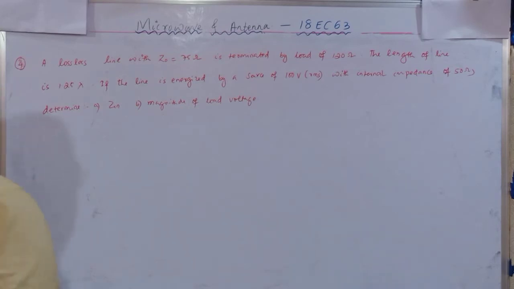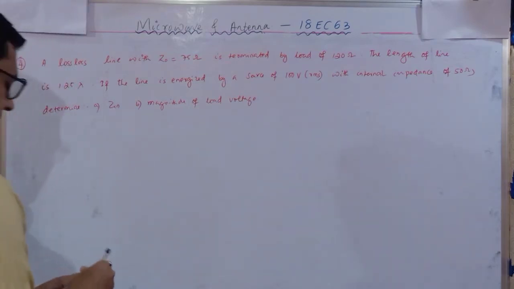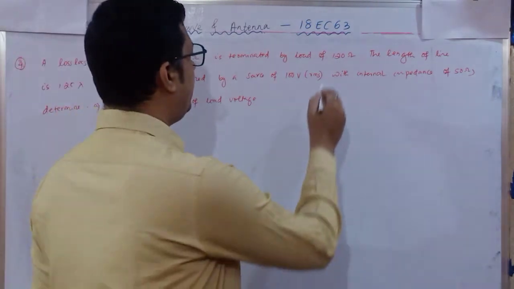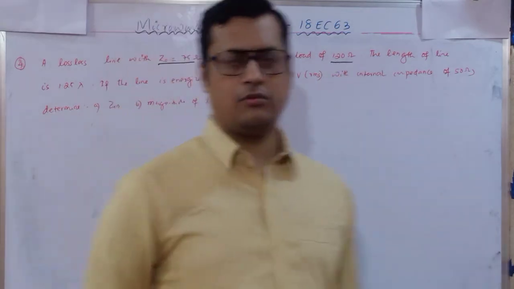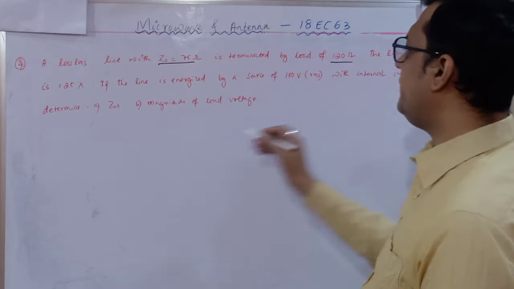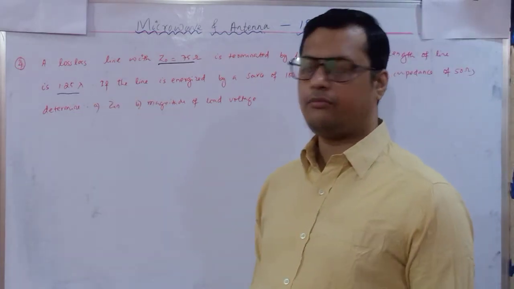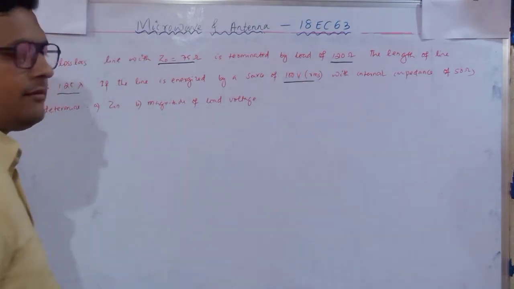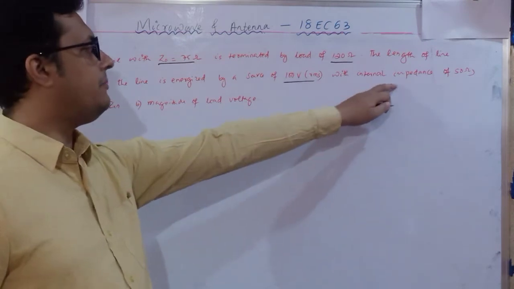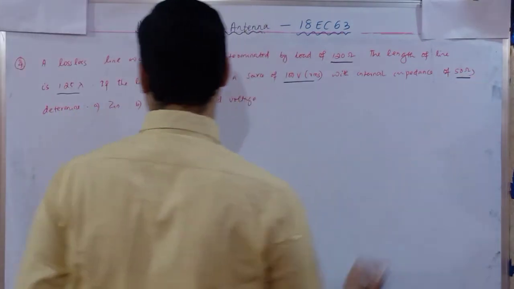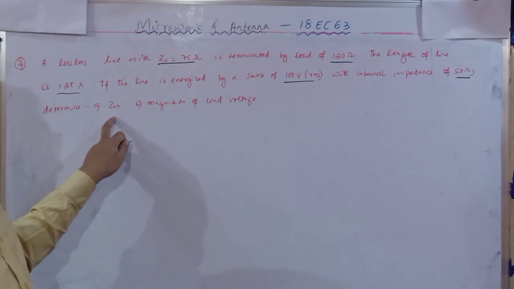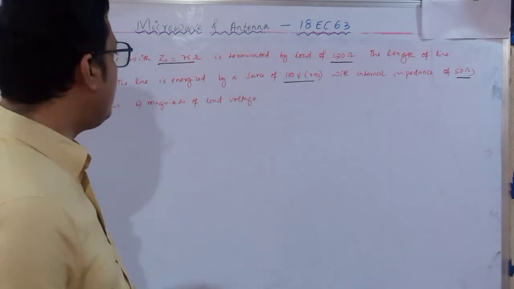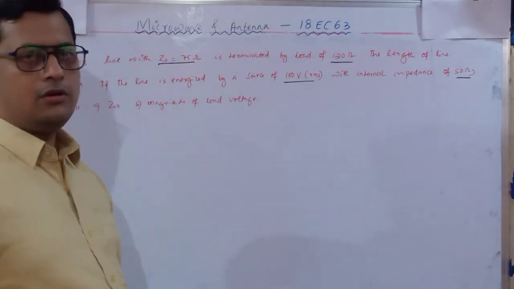Okay, so one more question. A lossless line with characteristic impedance 75 ohm is terminated with a load impedance 120 ohm, and the length of the line is given as 1.25 lambda. If the line is energized with a source of 100 volt RMS potential with internal impedance 50 ohm, determine the input impedance and the magnitude of the load voltage. So these are the two things we have to calculate: one is input impedance, one is the load voltage.